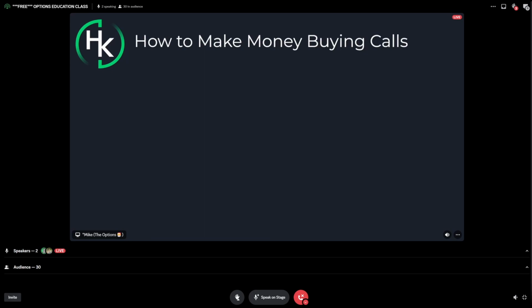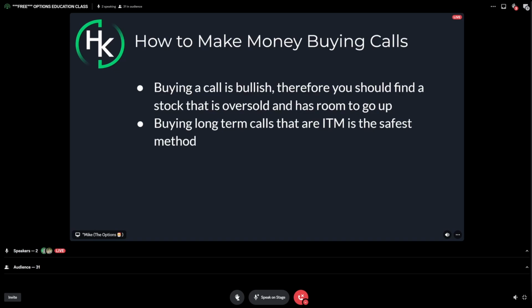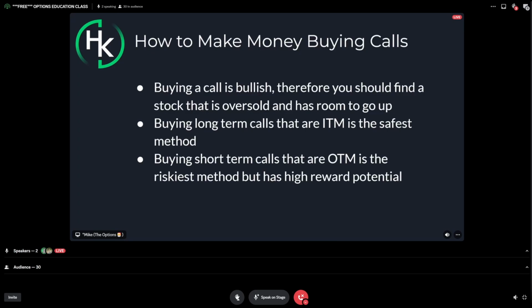So how to make money buying calls? Again, buying a call is a bullish trade. So you obviously want to buy calls on a stock that you think is oversold and that you expect to go up in the near future. Buying long-term calls that are in the money is definitely the safest method of buying calls if you want to replace a stock position. And buying short-term calls that are out of the money is the riskiest method, but has a much higher reward potential.